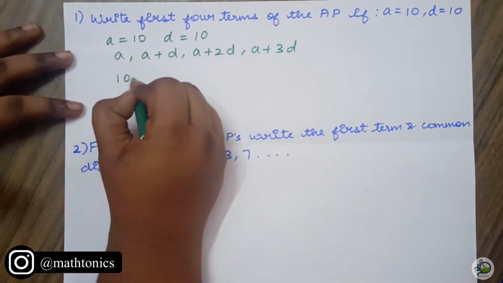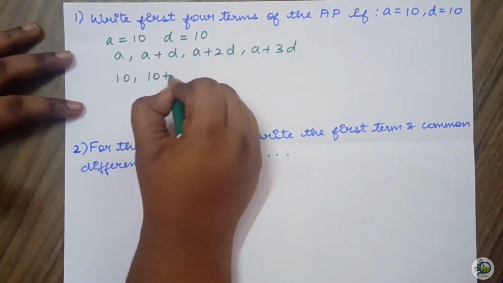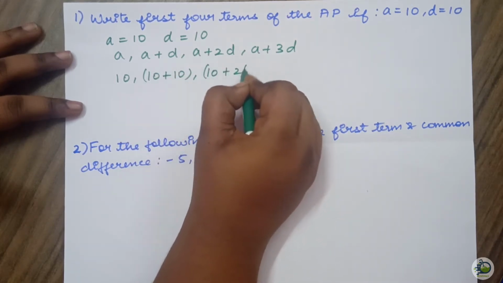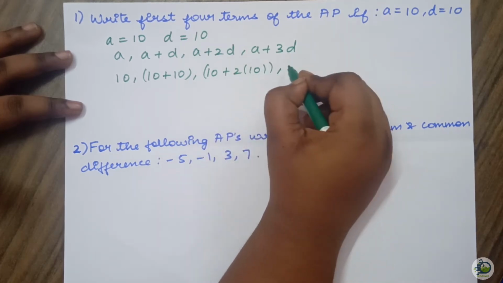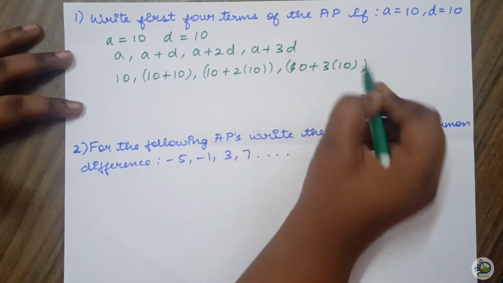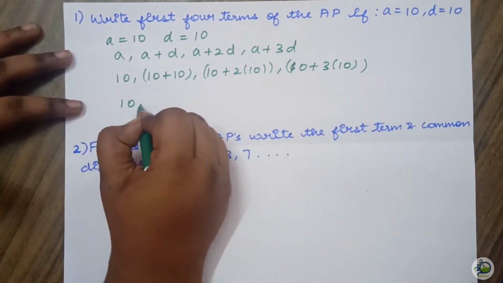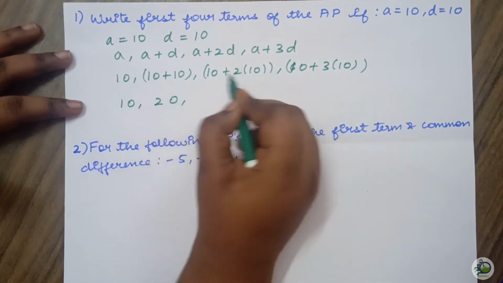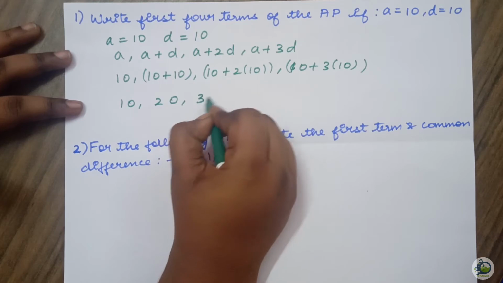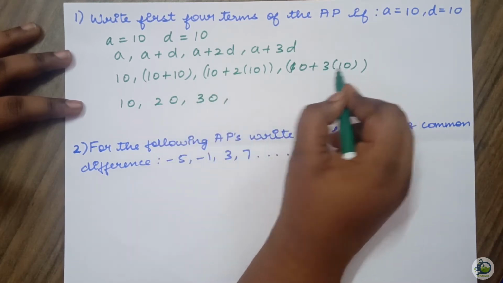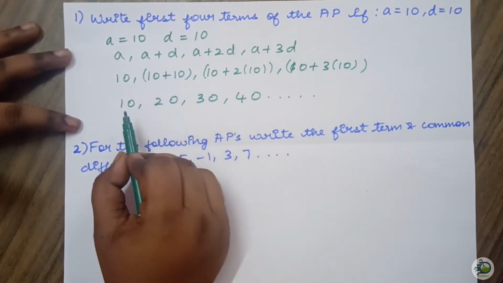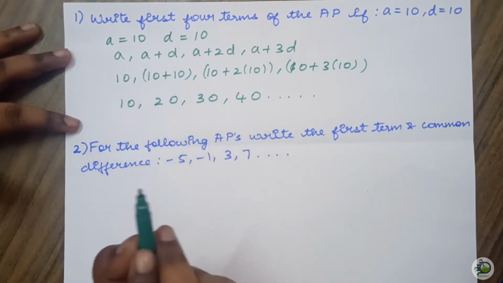So A is 10. A plus D is 10 plus 10. A plus 2D is 10 plus 2 into 10. Then the next term is 10 plus 3 into 10. So the series is like 10. 10 plus 10 is 20. 2 into 10 is 20, so 10 plus 20 is 30. 10 plus 30 is 40. And so on. So the first four terms are 10, 20, 30 and 40.